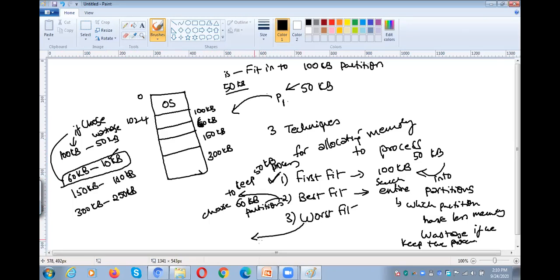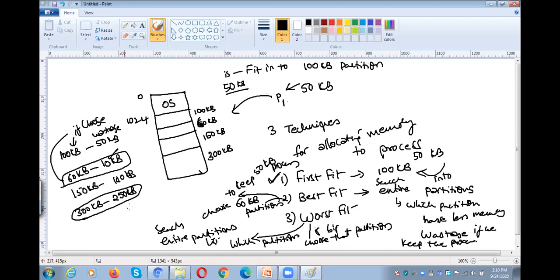What about the worst fit? Worst fit also searches the entire partition list, all partitions. But among those, which one is the biggest? Worst fit chooses that partition. So obviously worst fit will choose 300 KB, so that the wastage is more.